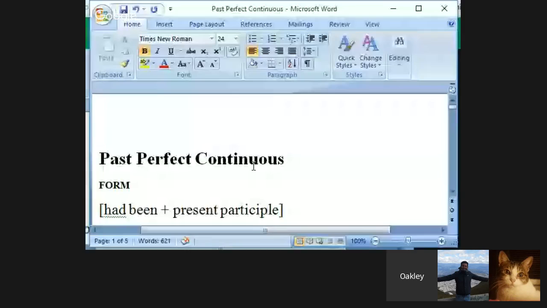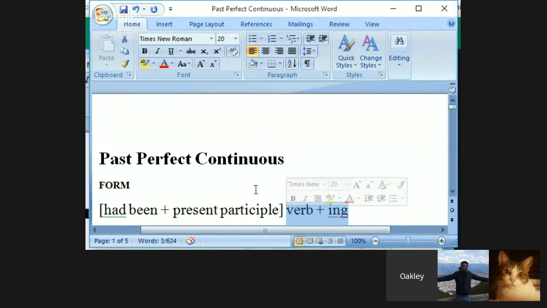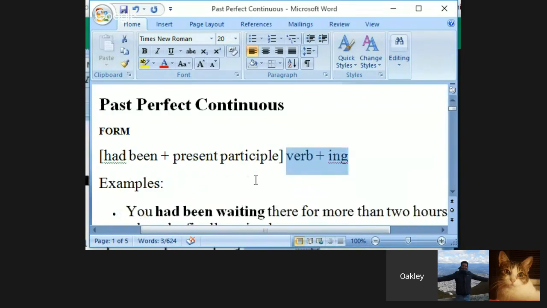Okay. I'm going to do a screen share and we'll start looking at past perfect continuous here. All right. Here we go. First, how it is formed. Okay, always the same. Two helper verbs or auxiliary verbs, always had been, and then the present participle. The present participle, if you don't know, is simply the verb plus the ing ending. Okay, the main verb. That's it.